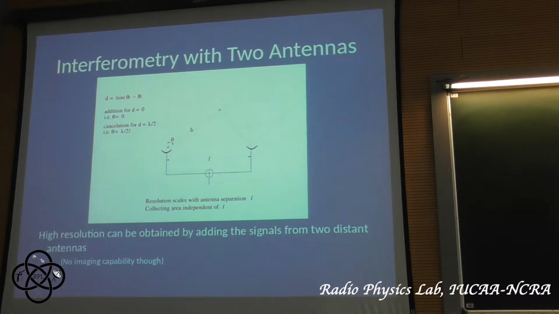So if you were to take these two antennas separated by a distance L and we were to add the signals from them, we would actually get some information about the position of the source, and that information would be on resolutions which would go by lambda by L. Of course, this doesn't allow us to build an image, right? It gives us some information on the position of the source, assuming that the source is a point source. But ideally, what you want to do is you want to image the sky.